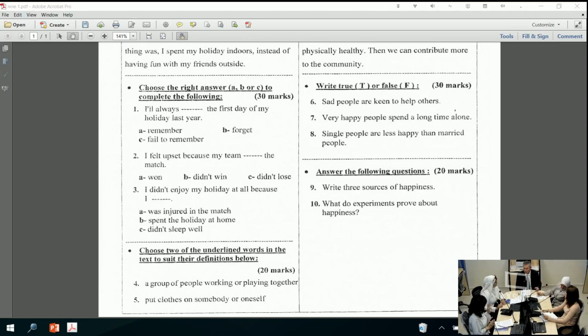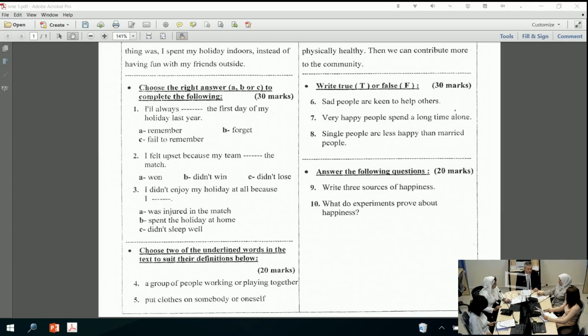We have 3 underlined words, and 2 are needed, and we have an extra one. So from the underlined words, we have a group of people working or playing together, which is team. So the first word is team. We have 20 marks allotted for this exercise.